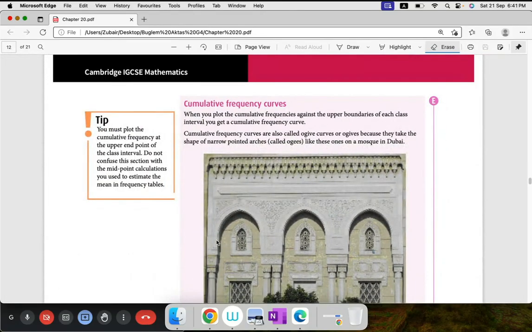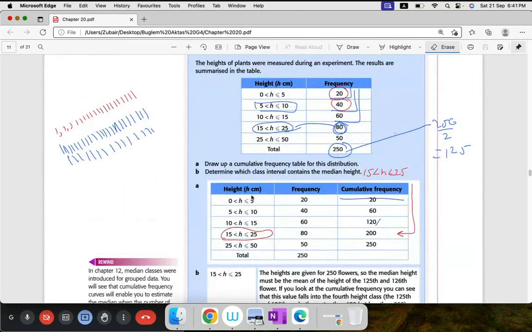Cumulative frequency curves. Now we are going to have these classes on the x-axis and cumulative frequency on the y-axis, and this would look like this: 0, 5, 10, 15, 25, 50.